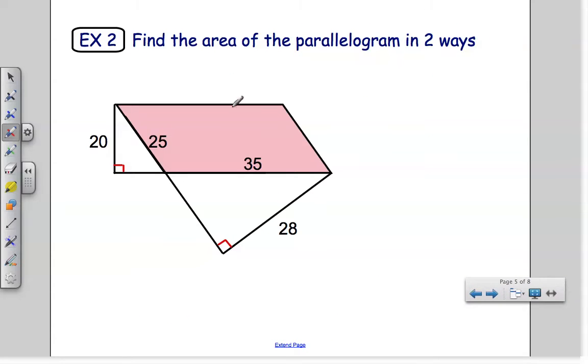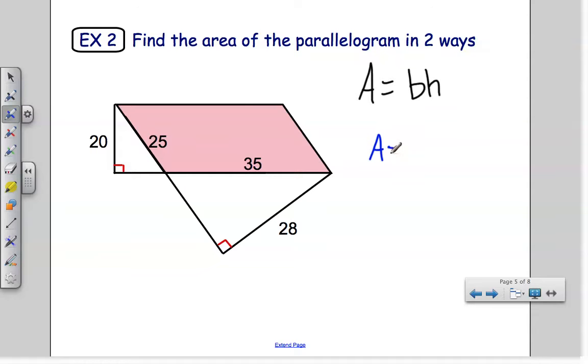This is an interesting one. In this case, the parallelogram is in this pinkish color here. And I want to find the area of that parallelogram in two ways. Well, and there are two ways to do it because you can consider either side of the parallelogram as the base here. I know the area of a parallelogram is base times height.